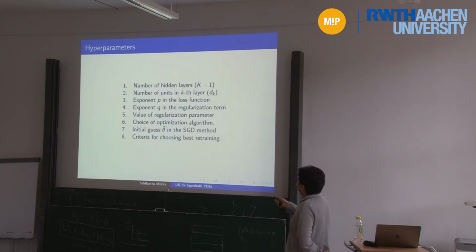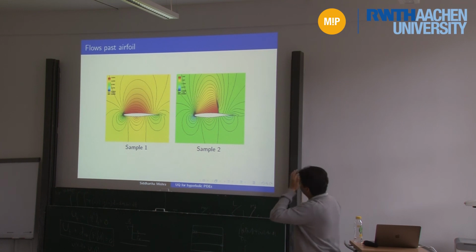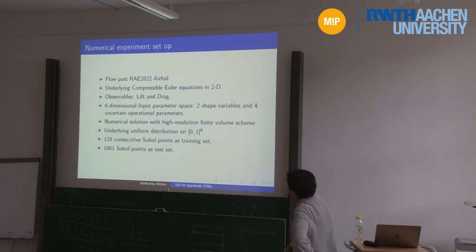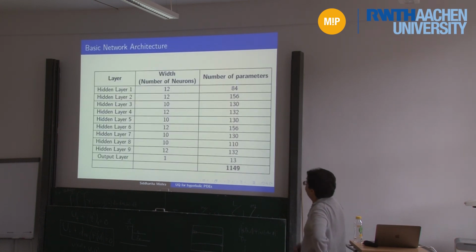So here's an example. There are a bunch of hyperparameters: the number of hidden layers, the number of units in each layer, different forms of the loss function, different initial guesses, and so on and so forth. We want to learn the distribution over this set. So the example that we have is a flow past an airfoil. We have many examples, but the one I present is a flow past an airfoil here. So these are two different samples. You change the angle of attack, you change the shape, 6 uncertain dimensions, and the numerical solution is done with a higher resolution scheme. We have 128 Sobol points as the training set, which is a reasonable set here.